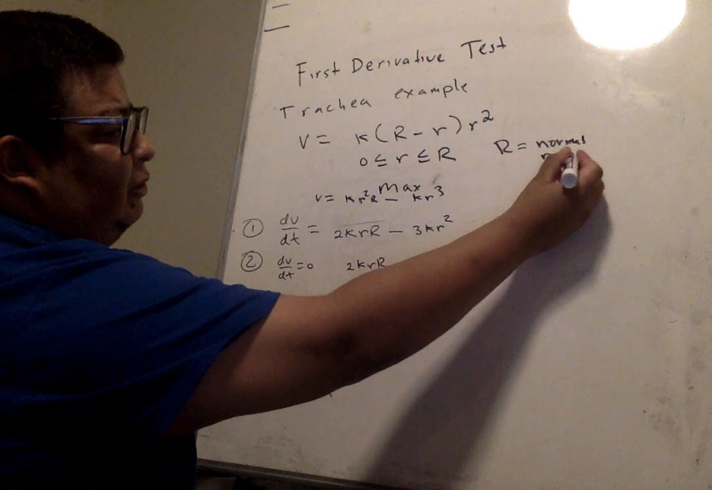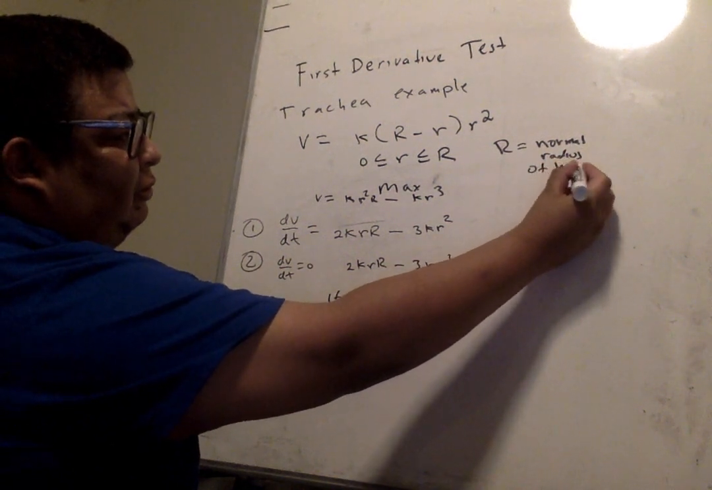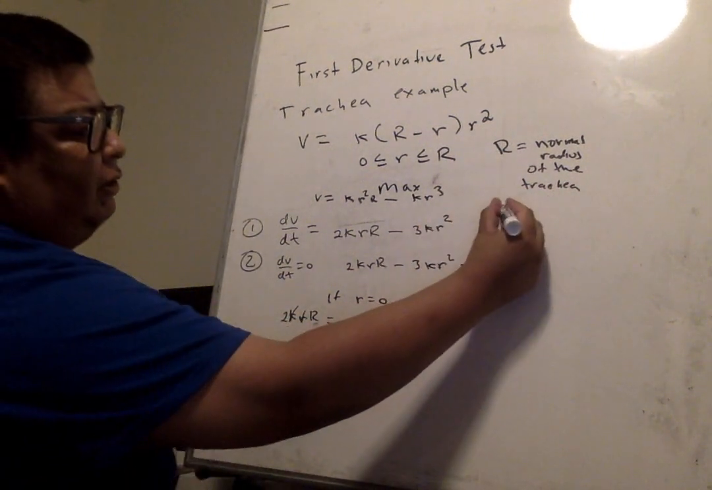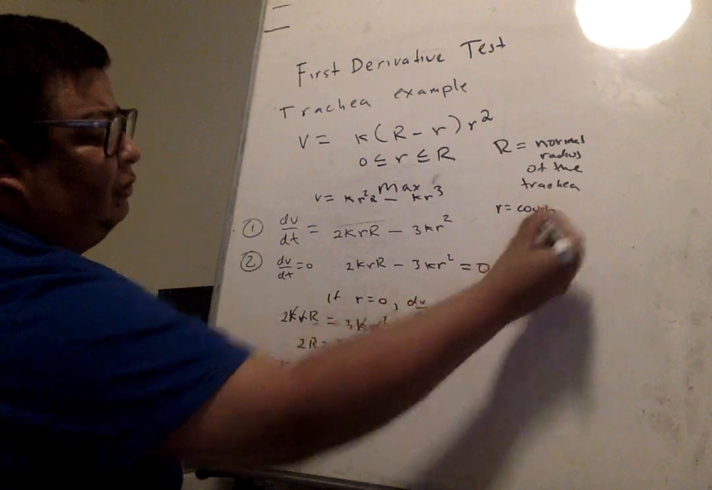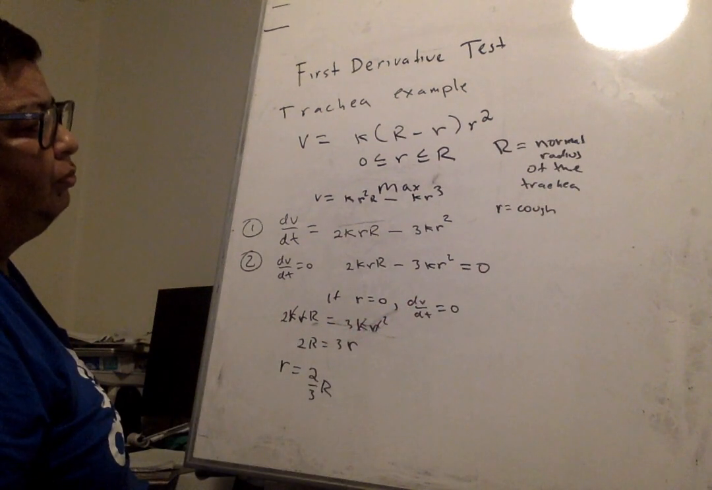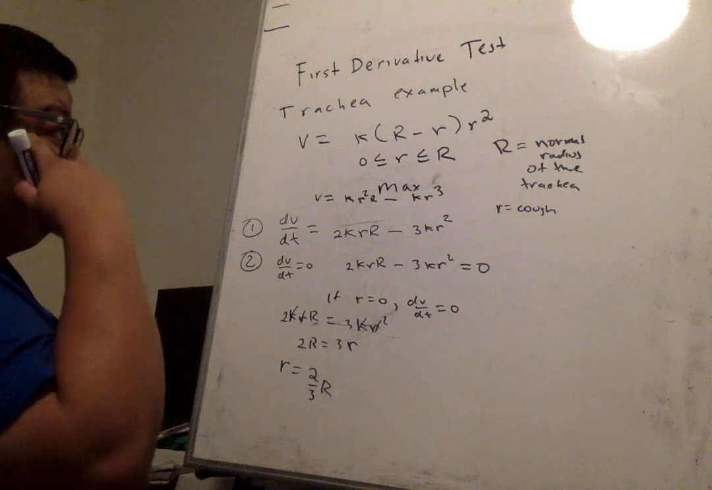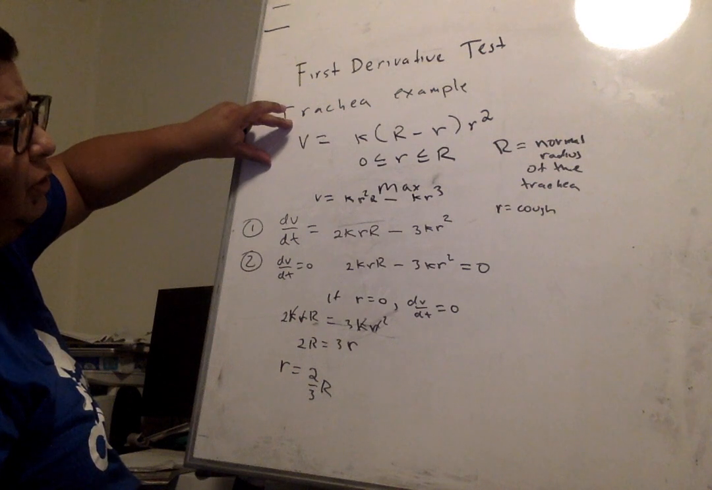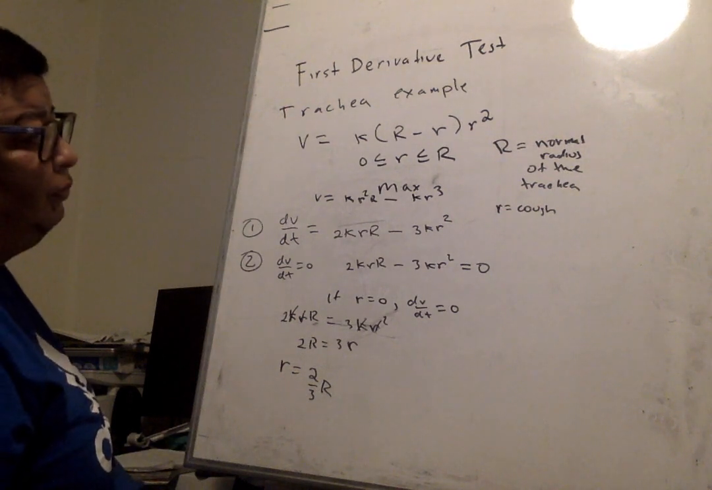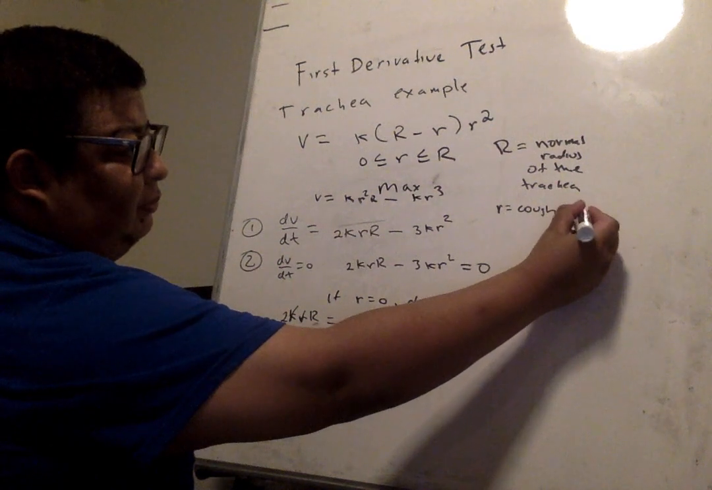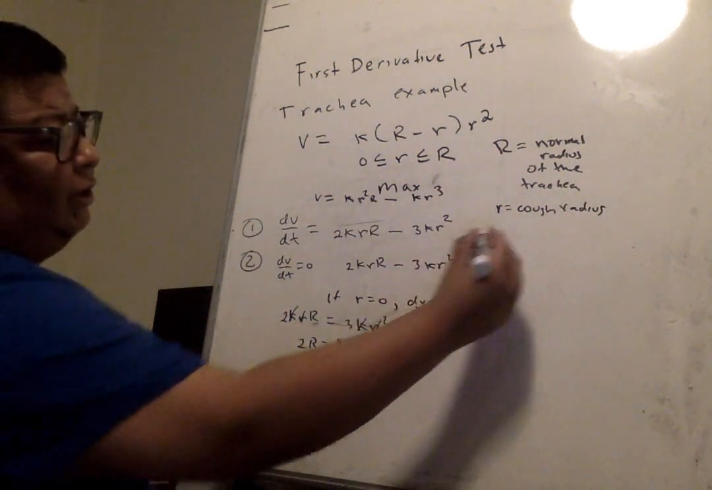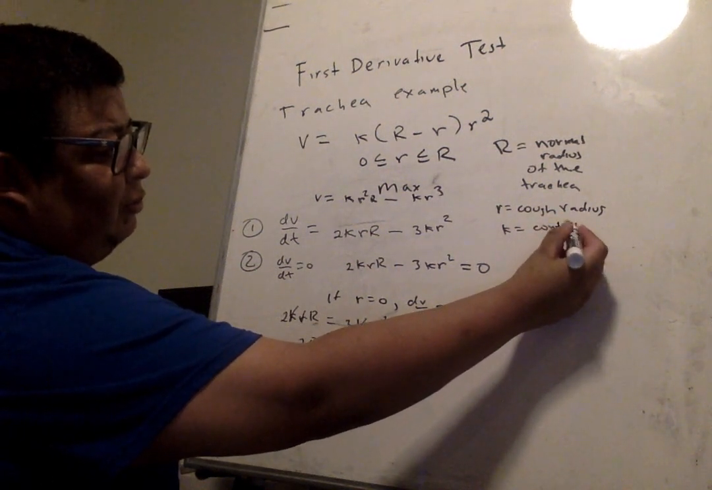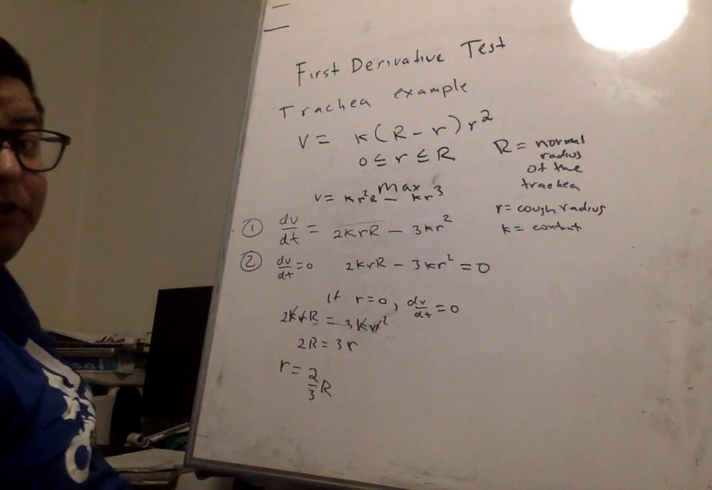So r is the normal radius of the trachea, and then little r is when you cough. When you're coughing, this is the function that represents such an event. Coughing radius. And then k is a constant that we don't know right now, but we don't need it. As you can see, we don't need it right now.